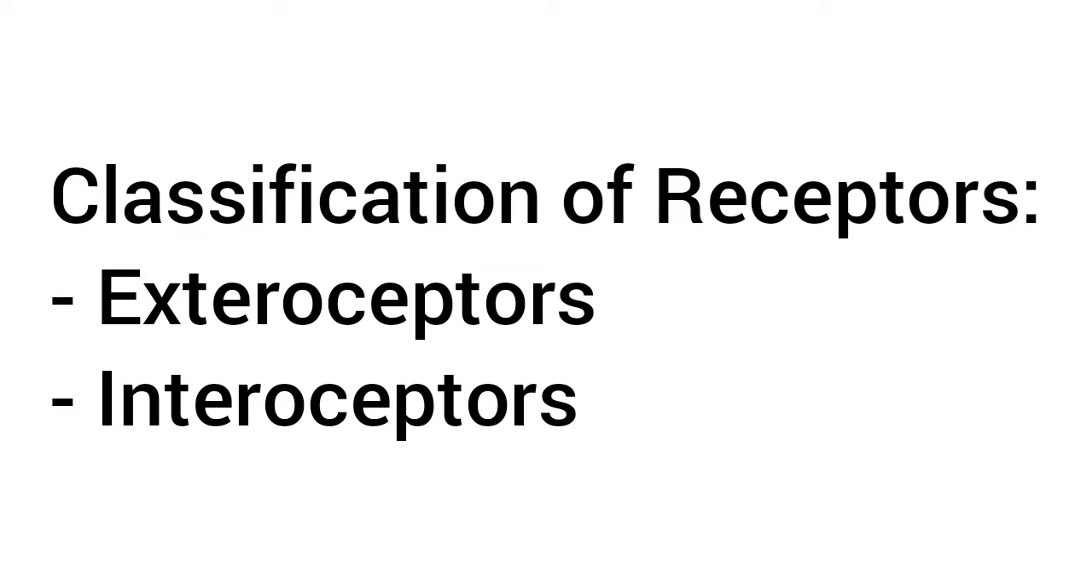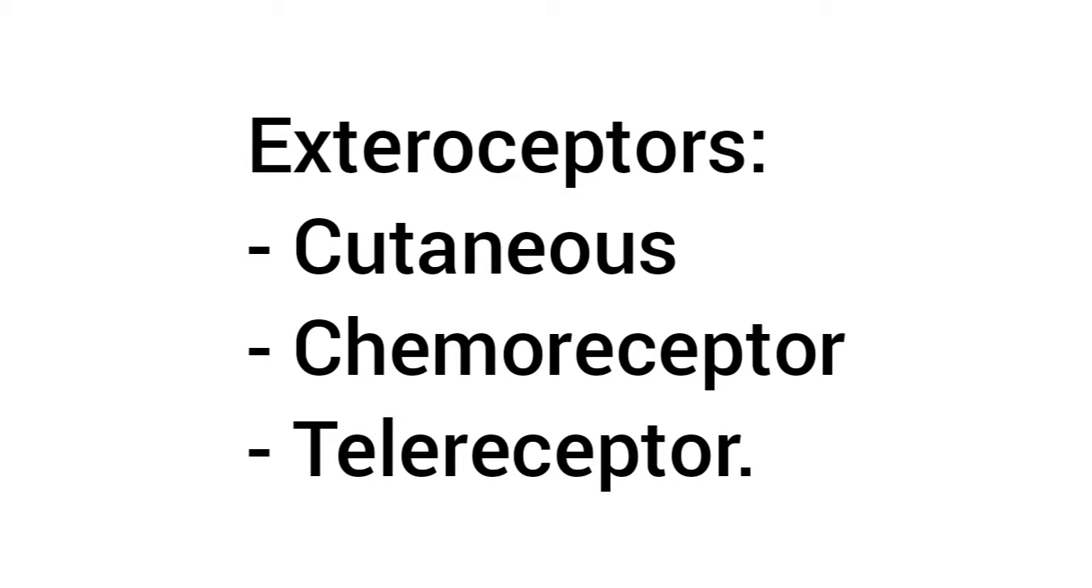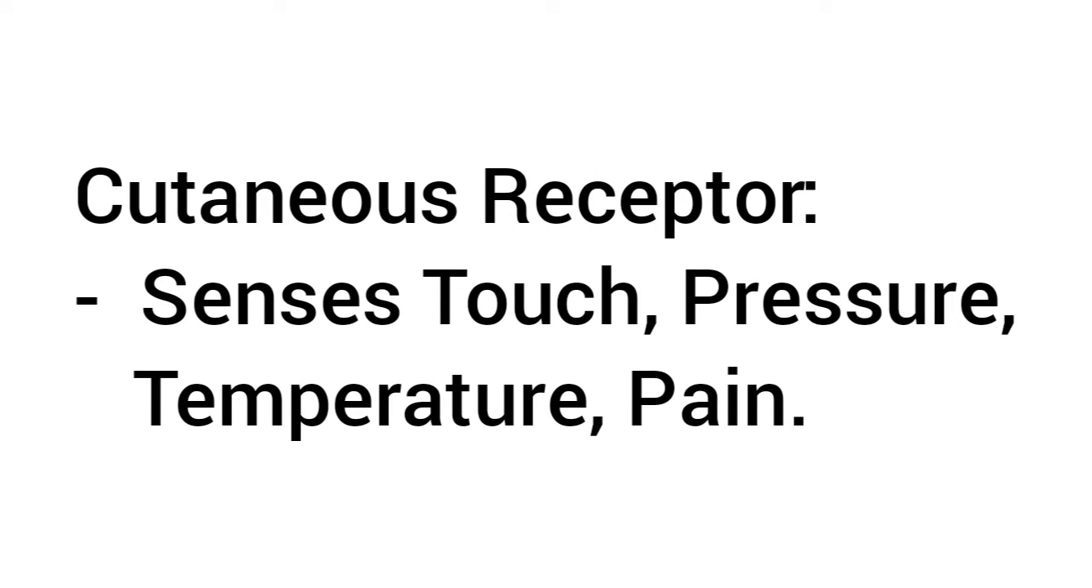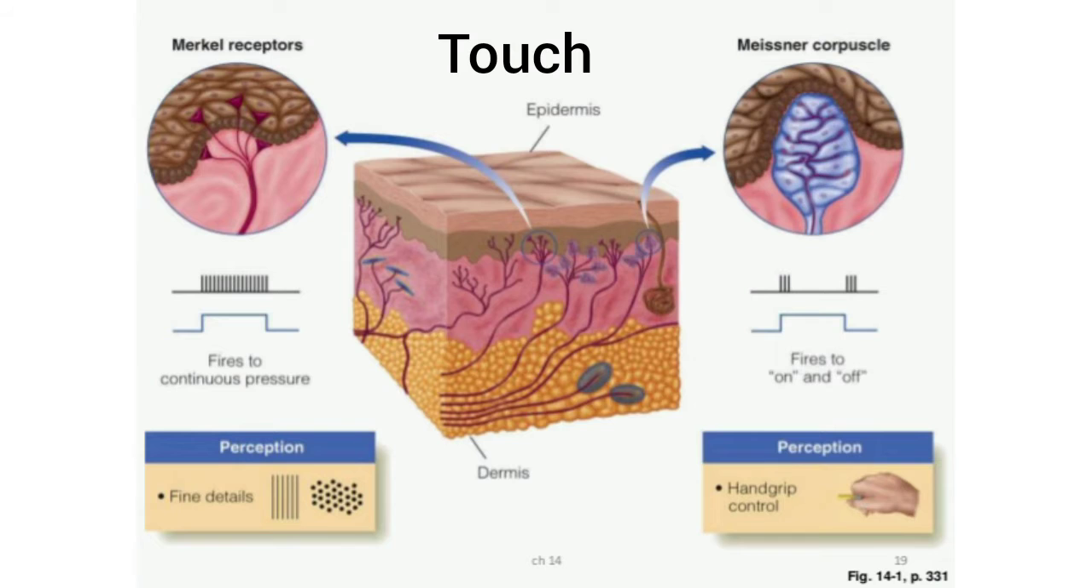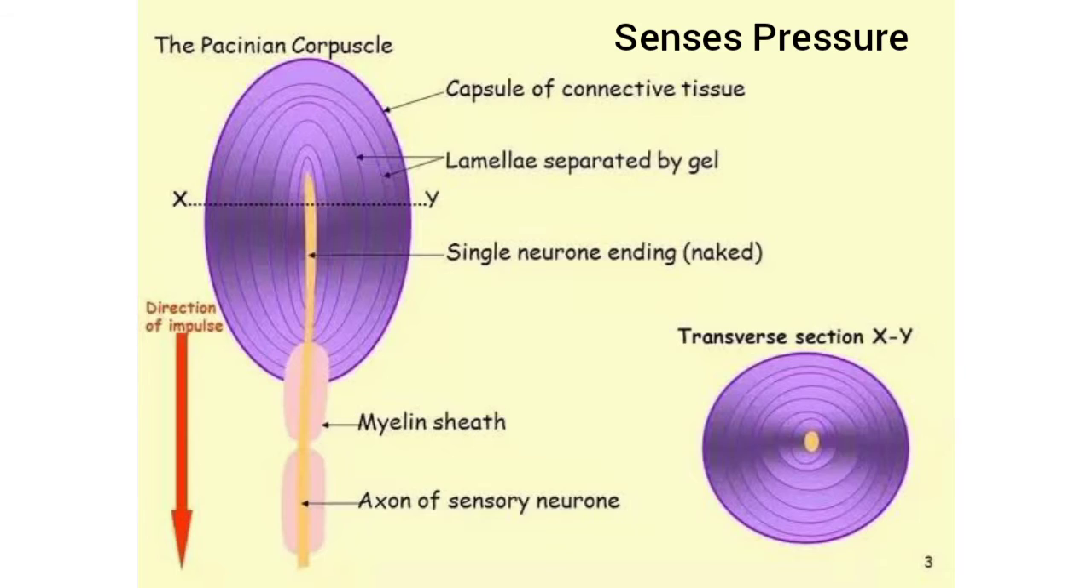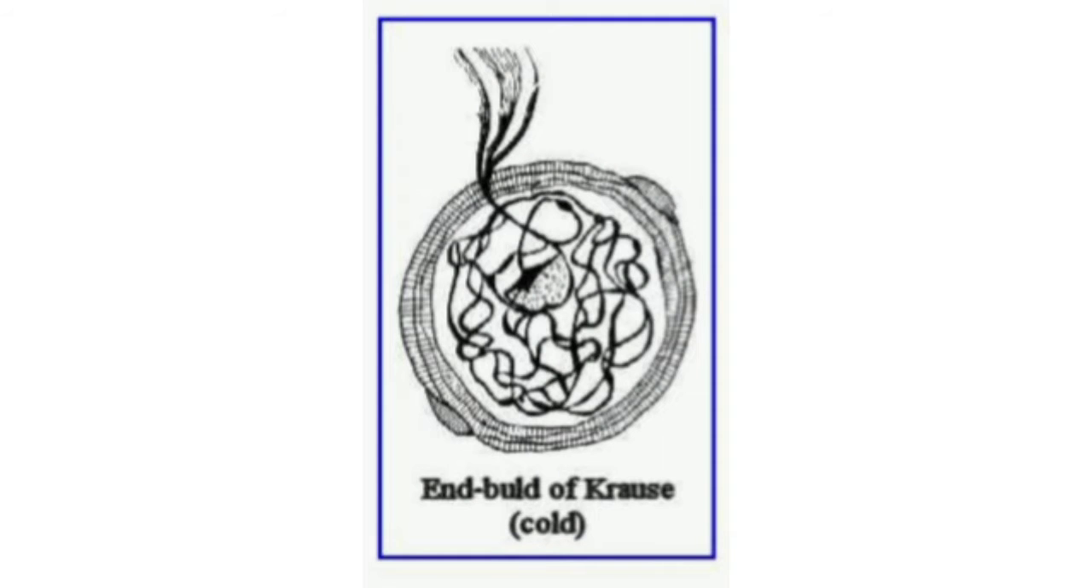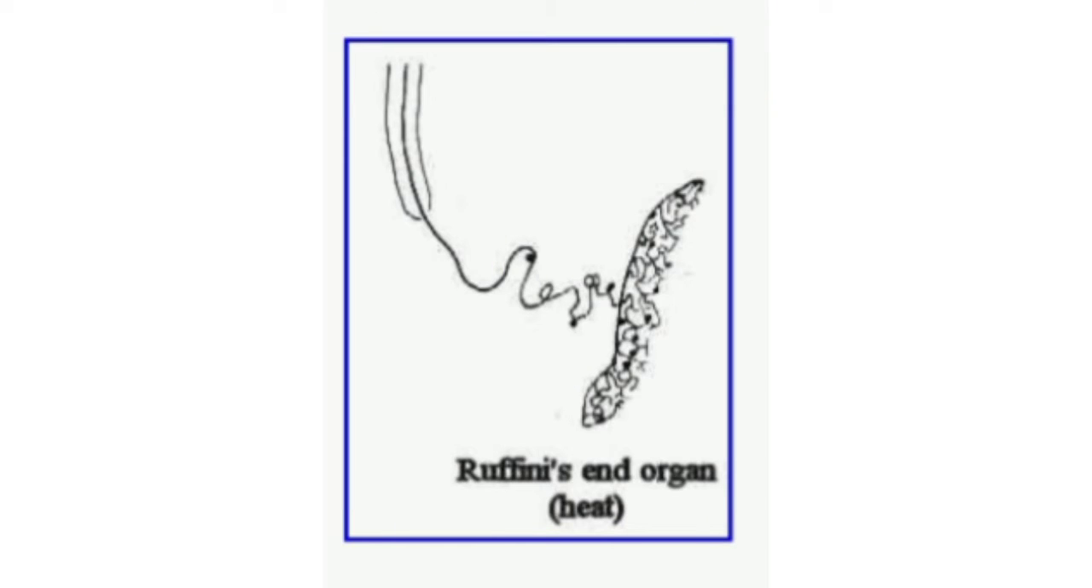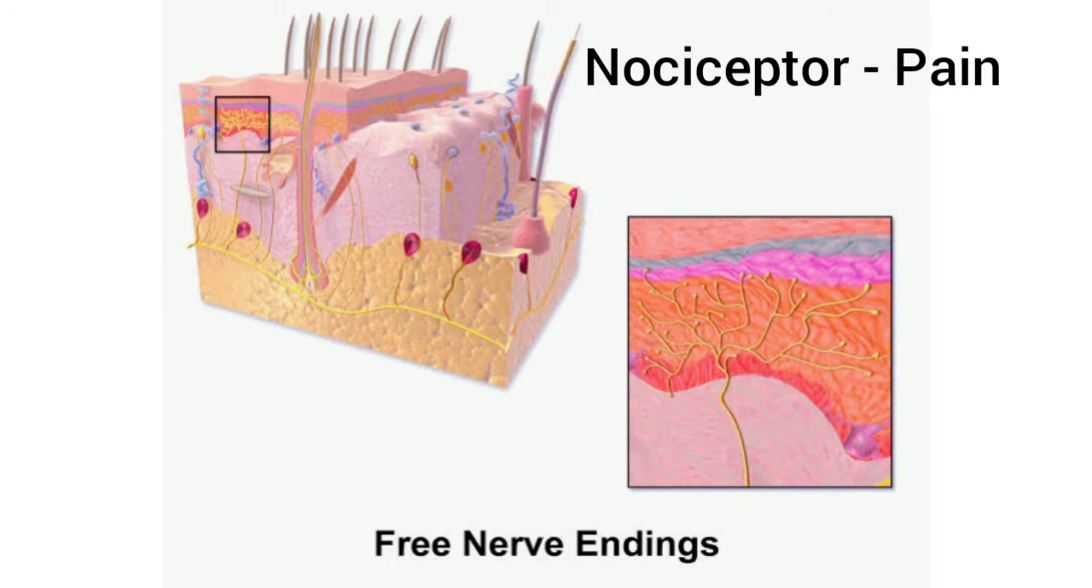Classification of receptors. There are two types, exteroreceptors and interoreceptors. Exteroreceptors are further classified into cutaneous receptors, chemoreceptors and telereceptors. Cutaneous receptors: the touch sensation is carried by the Merkel disc and the Meissner corpuscle. Pressure sensation is sensed by the Pacinian corpuscle. Cold temperature by Krause end bulb. Warm temperature by Ruffini end organ. And the pain sensation is carried by the nociceptors or the free nerve endings.